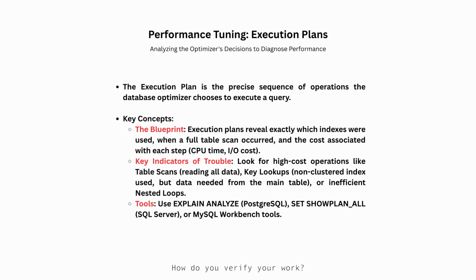How do you verify your work? You must read the execution plan. This is the optimizer's decision log. When you run EXPLAIN or SHOWPLAN, you are looking for red flags. Table scan or clustered index scan usually means no suitable index was found. And key lookup or RID lookup means an index was used, but the engine had to jump back to the heap for data. If this cost is high, consider using a covering index. Optimization isn't a guessing game, it's about reading the plan and adjusting the structure to lower the query cost.